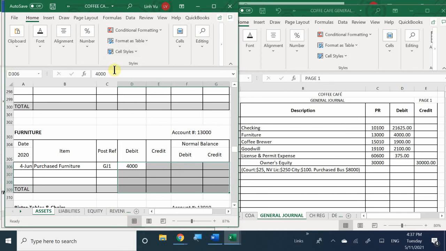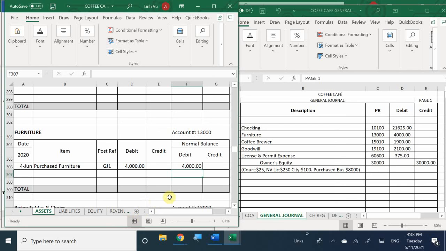So therefore, what should be my beginning balance in my furniture account? $4,000 right there. So make sure that you're on the correct side. It says debit, and I'm just going to cell reference it because I don't want to type in 4,000. Okay, so there you go. Okay, so that is it.